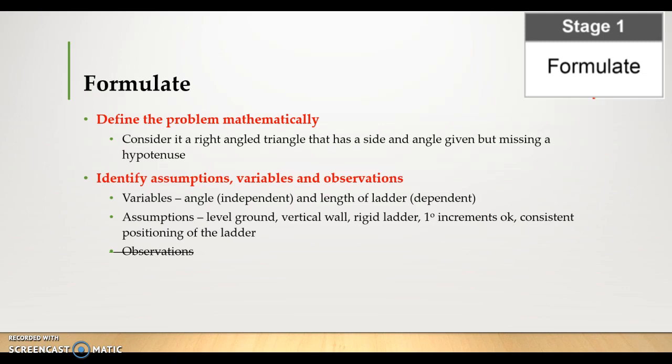Assumptions I've made are that the ground's level, we're dealing with a vertical wall, that the ladder is rigid and won't flex, and I'm thinking that 1 degree increments are okay. So I'll go from 30, 31, 32 right the way through to 40. I'm also going to have consistent positioning of the ladder, and I'm not going to move the foot of the ladder at all. It will remain fixed on that same spot and I'll just change the length of it.